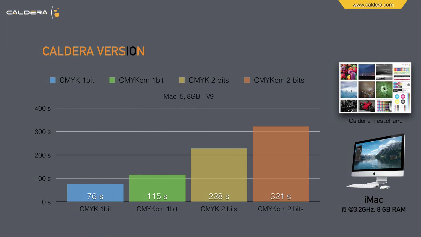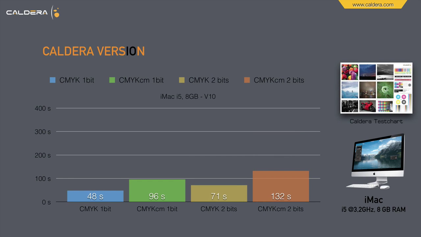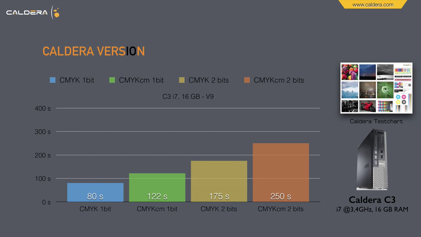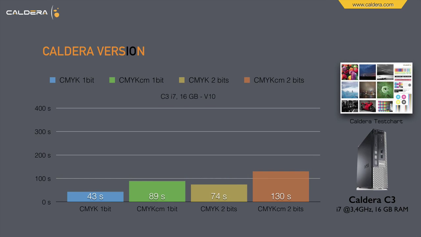So let's see some benchmarks for some different hardware setups. First we see an iMac i5 3.2 GHz with 8 GB RAM. We ripped the Caldera test file in 4 and 6 colors CMYK in 1 and 2 bits. Here you see the achieved ripping times in version 9. And here the much quicker rip times in version 10. Here the ripping times for the Caldera C3 PC, which is an i7 3.4 GHz with 16 GB RAM, ripping times in version 9. And version 10.